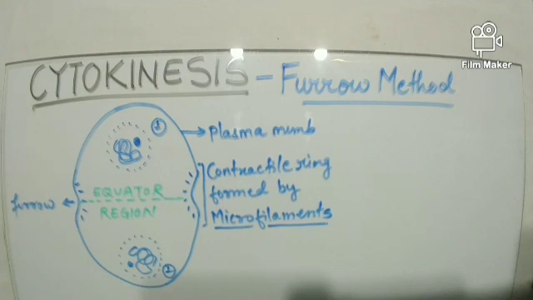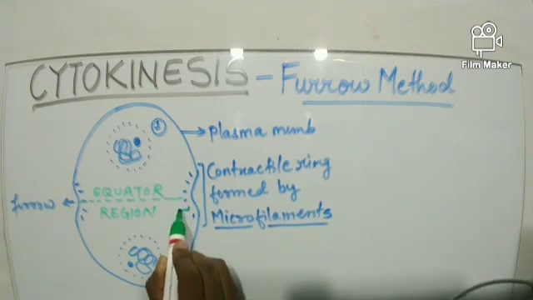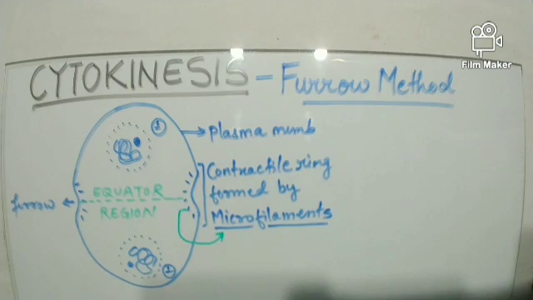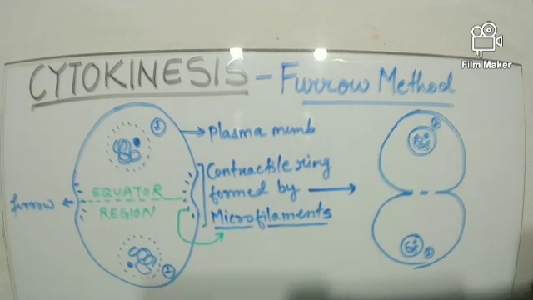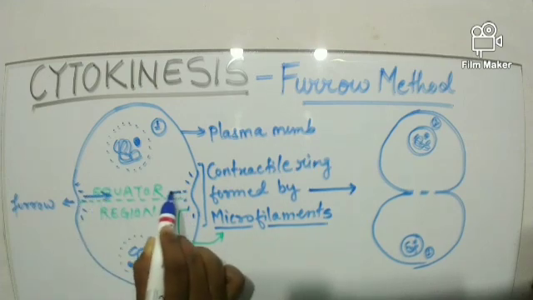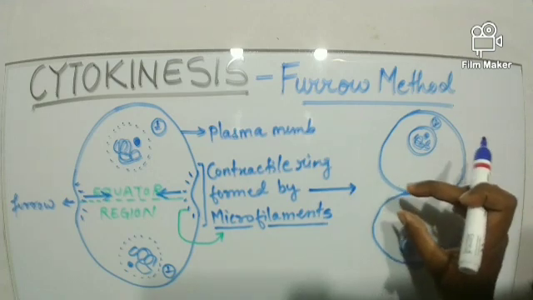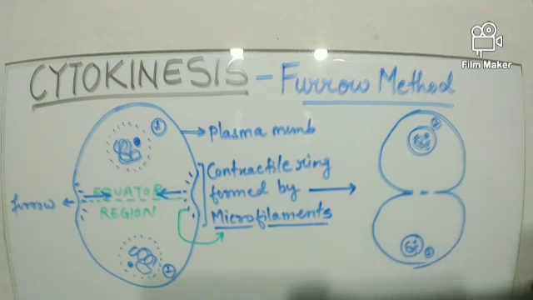So these are the microfilaments. They will not only help in the formation of the furrow, but will also help the furrow to deepen. As the furrow deepens, ultimately it will meet at the center and the cytokinesis will complete. So you can see gradually the furrow moves from the end towards the center. It will look as if it is cutting the cell into two equal halves.